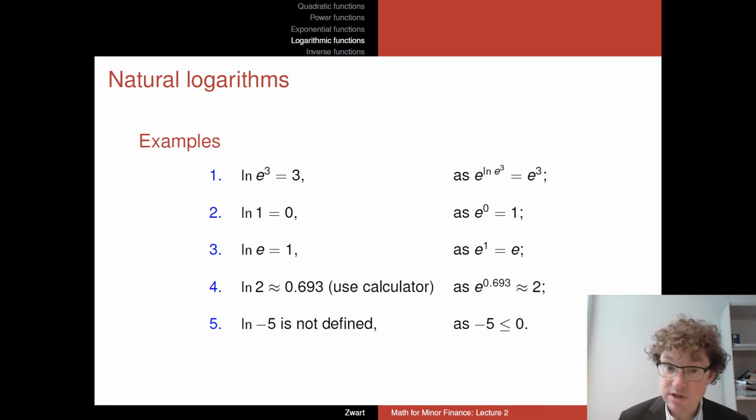And if you ask what's the log of -5, well, then that's not defined. We cannot input -5 under the logarithm. That gives an error. So the domain of the logarithm is actually only the positive numbers. We cannot have 0 and we cannot have -5.